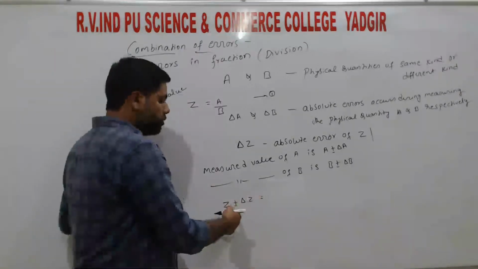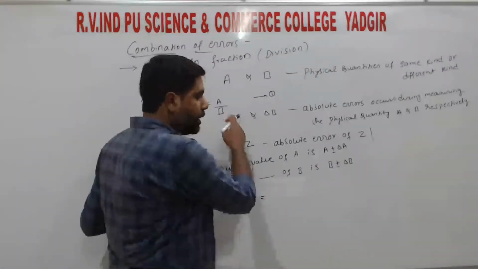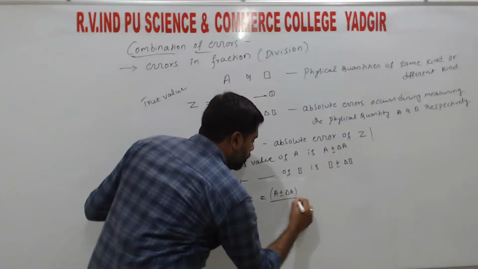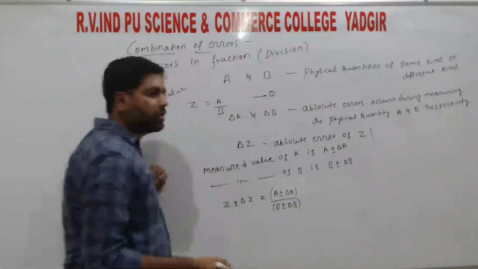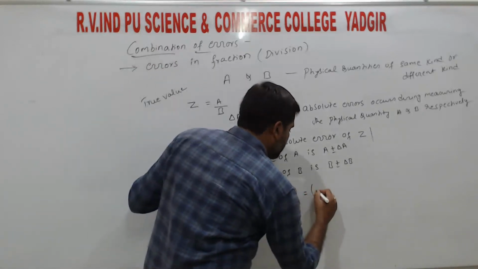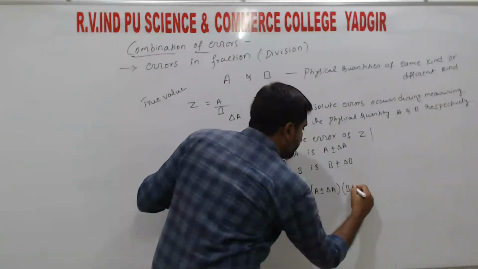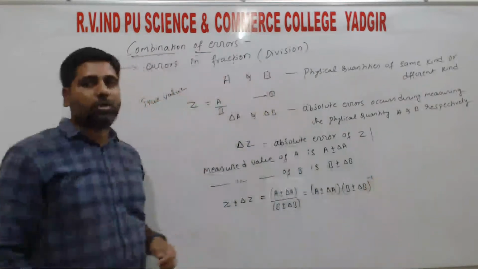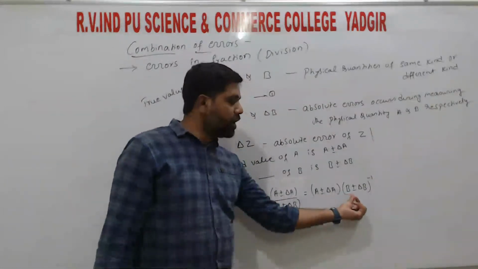So measured value z plus delta z equals A divided by B. In the numerator, A plus or minus delta A, whole divided by B plus or minus delta B, right? So the denominator value we can shift to the numerator: A plus or minus delta A into B plus or minus delta B whole power minus 1, right? So now from these two quantities we can take A and B common.